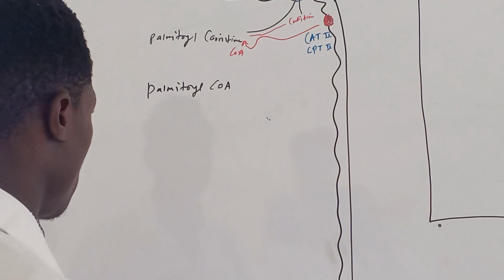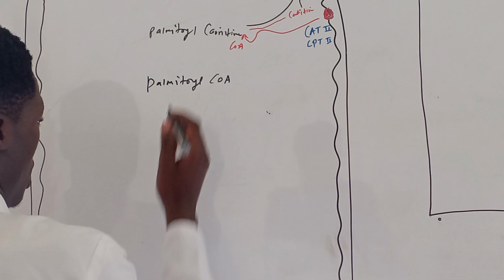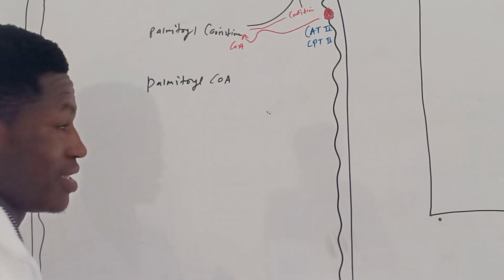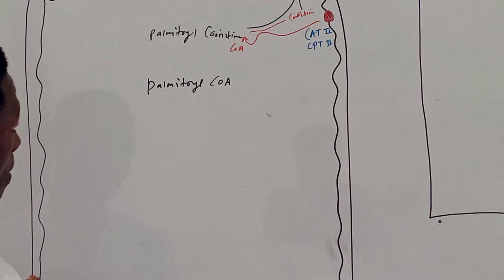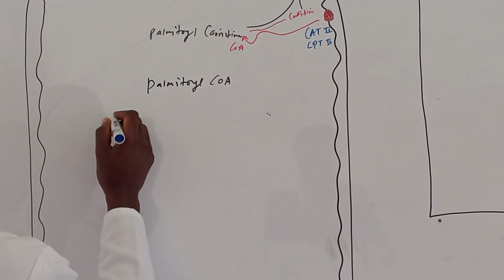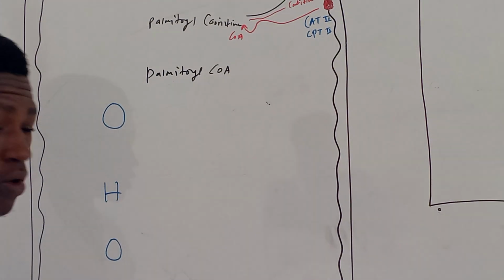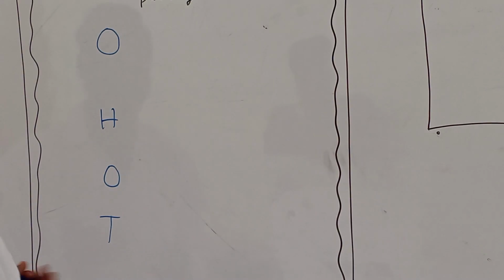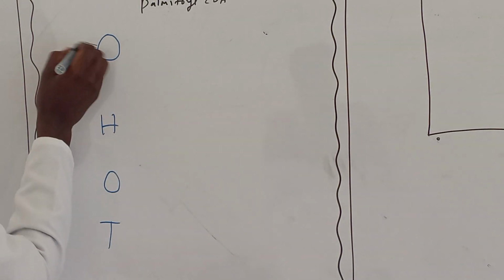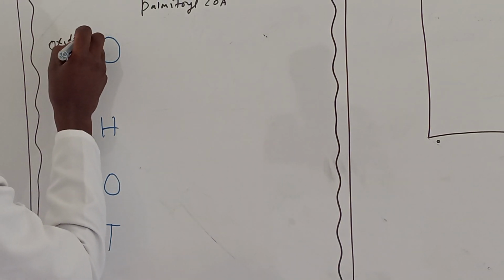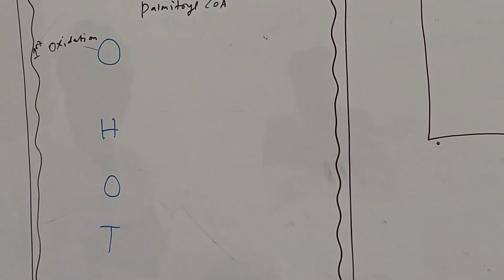So I'm just going to tell you the steps of the beta oxidation. For palmitoyl CoA, there's a mnemonic for mastering the steps of the beta oxidation. Let me set a different pen here. You are just going to say "O hot." Yes. So how are we going to master that? Let's do this. The first O means oxidation. And actually it is the first oxidation, so you can just call it first oxidation, not just oxidation.